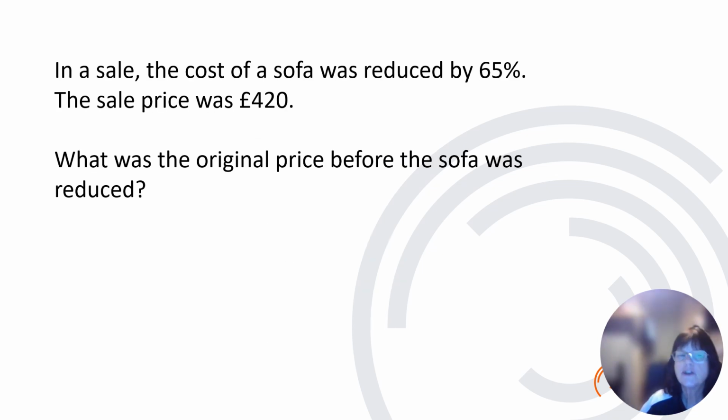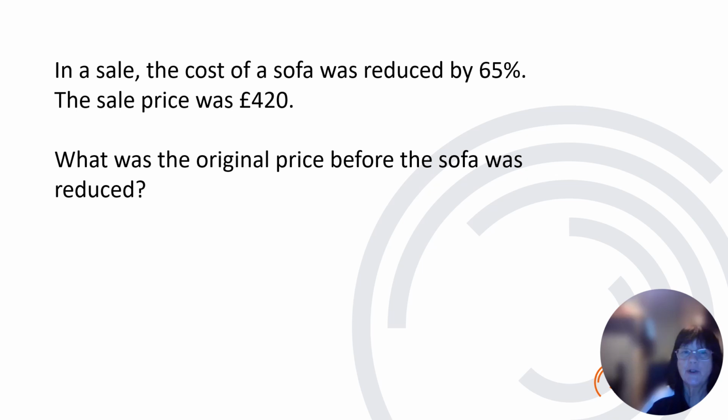Okay, this one's quite tricky, so make sure you think about it. In a sale, the cost of a sofa was reduced by 65%. So think about what percentage you are paying for. And that sale price was £420. What was the original price before the sofa was reduced? So make sure you think about it, have a go, pause the video, come back when you've got an answer.